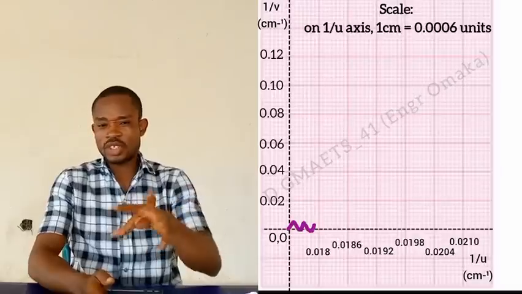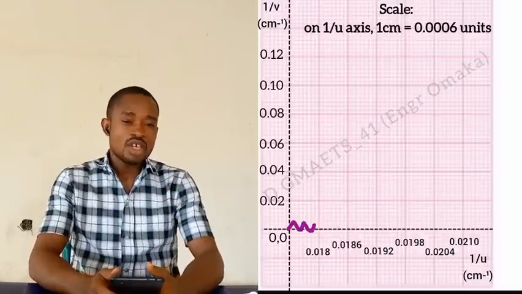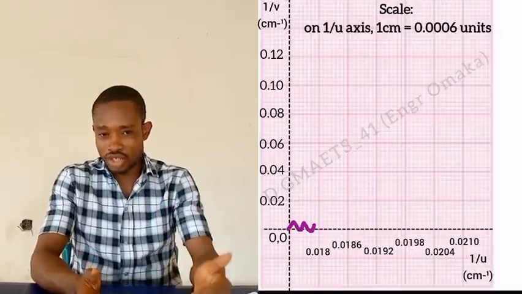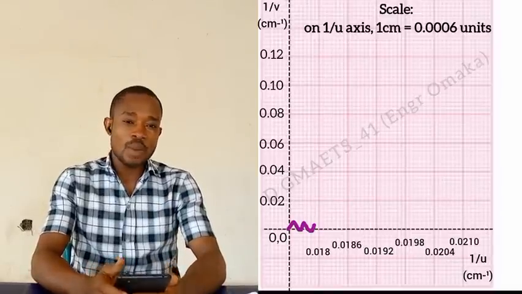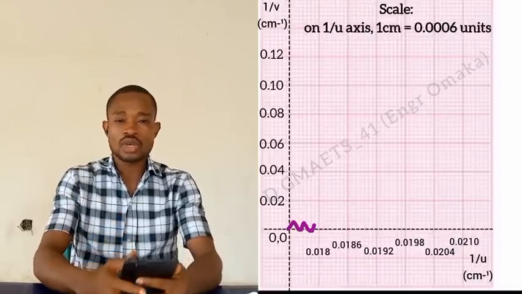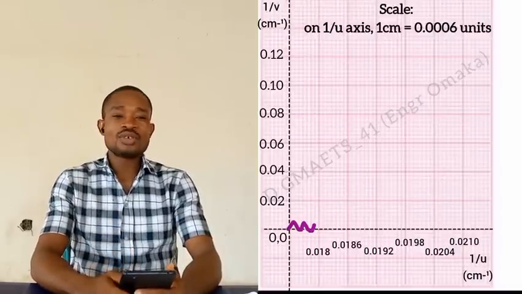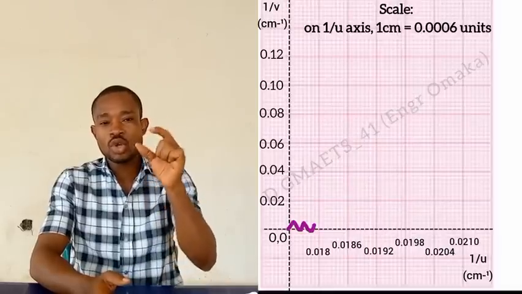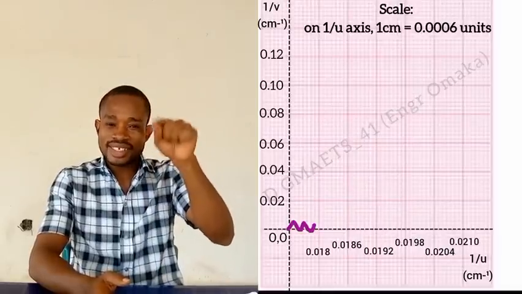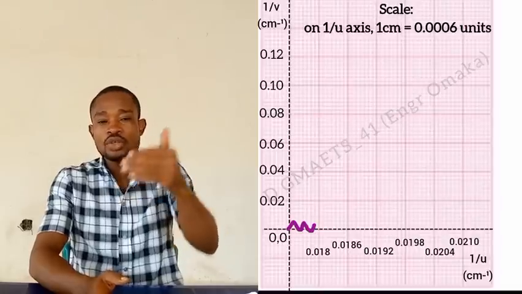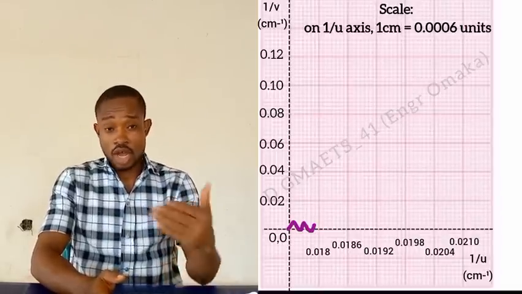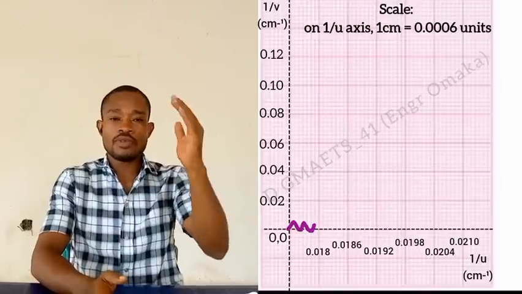So, in summary, for this part of stretching of graph, it is usually advised that you stretch your graph when the values you are plotting are very close together. And how do you select your units? Simply find the difference between any two close values in that column where you notice that the values are very close together. In our own case here, it happened in that column of 1 over u.